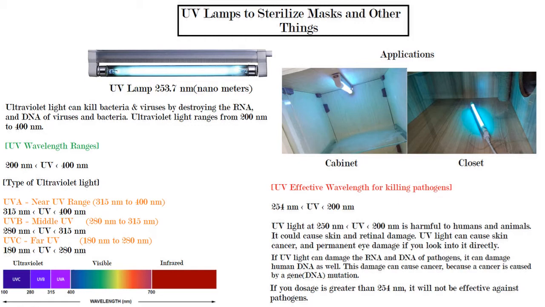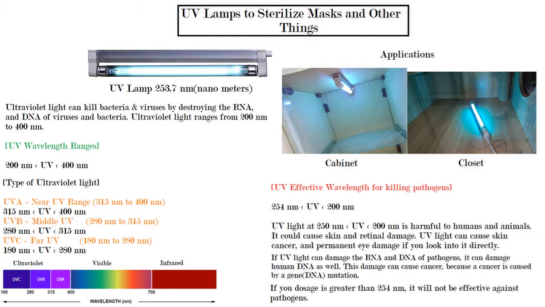Retinal is eye, so UV light can cause skin cancer and permanent eye damage if you look directly into it, or if you put your hand near the UV light, then it could cause damage to your skin. So if UV light can damage the RNA and DNA of pathogens, it can damage the DNA of humans as well. And this damage can cause cancer, because cancer is caused by a gene DNA mutation.